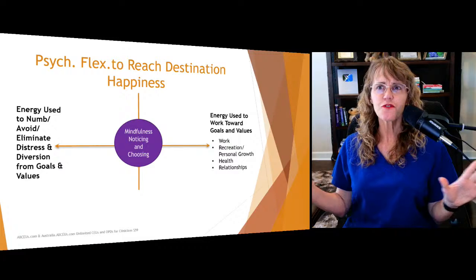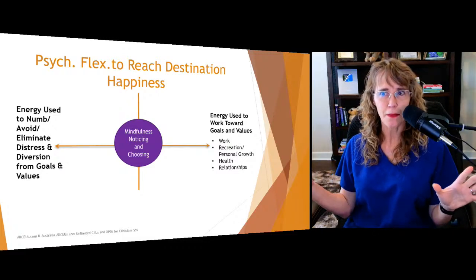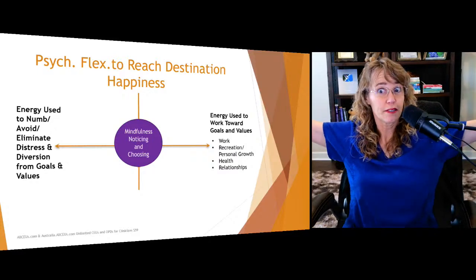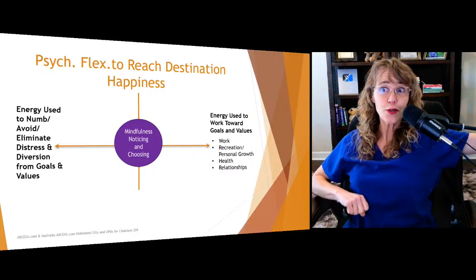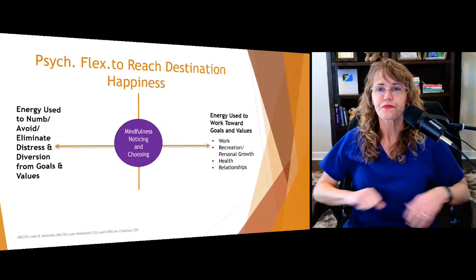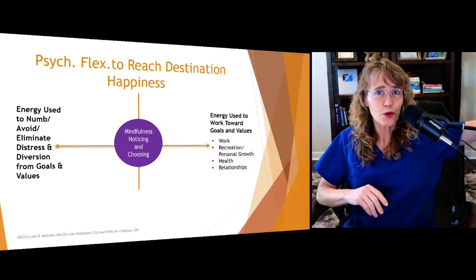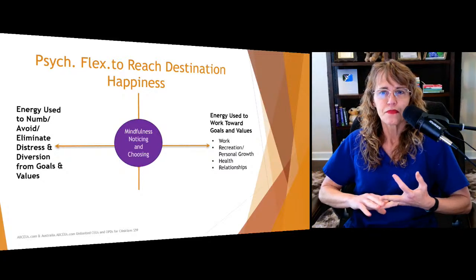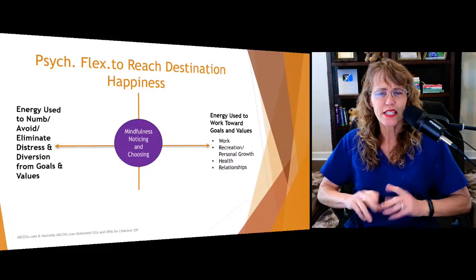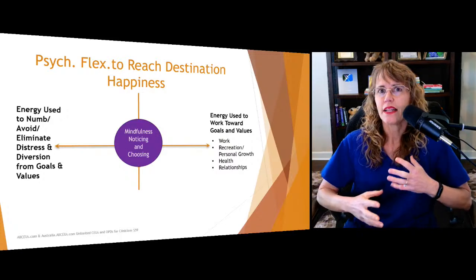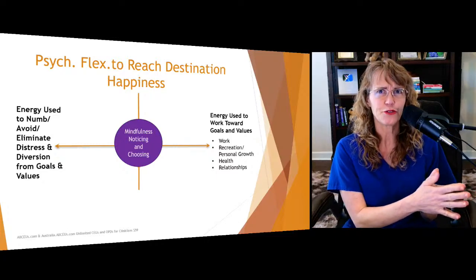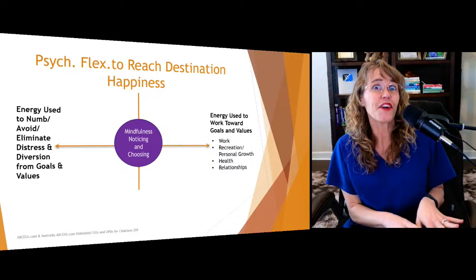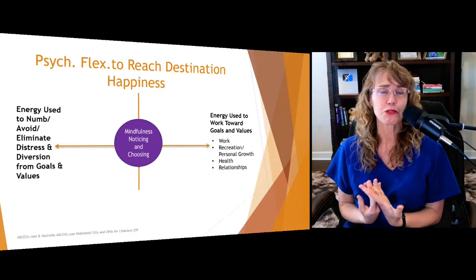So psychological flexibility to reach that destination, happiness. The road in this particular situation goes two ways. You're either going away from your goals or you're going towards your goals. Away from your goals, you're using your energy to numb, avoid, or eliminate distress through diversion, and it moves you further away from your values. You're not solving the problem. You're just trying to make it go away for now. Unfortunately, it generally pops right back up.